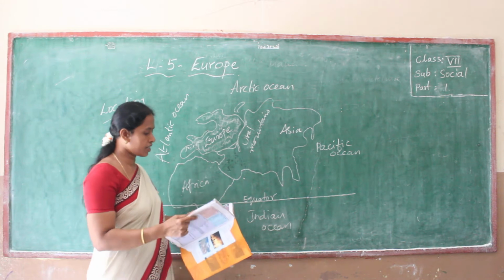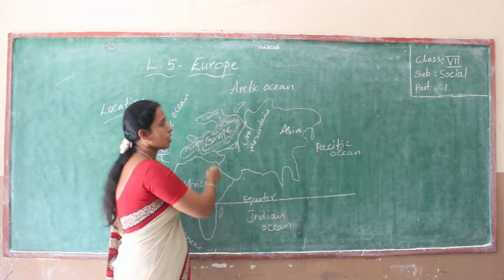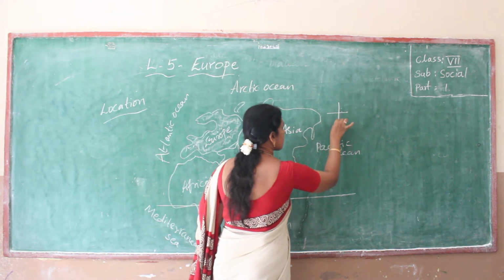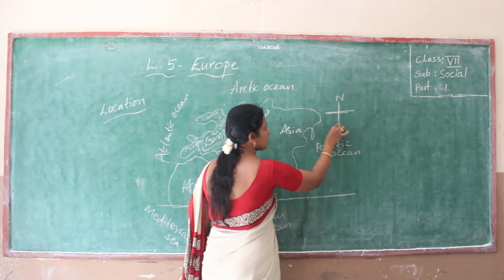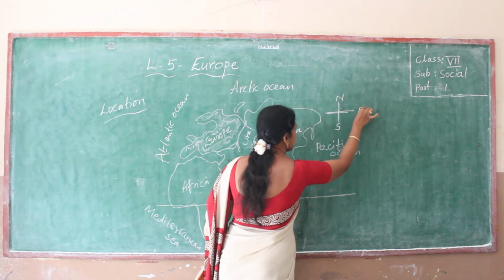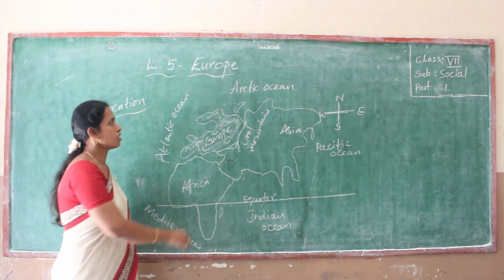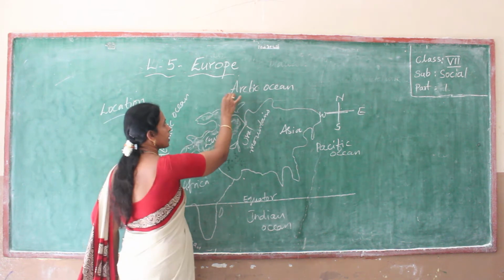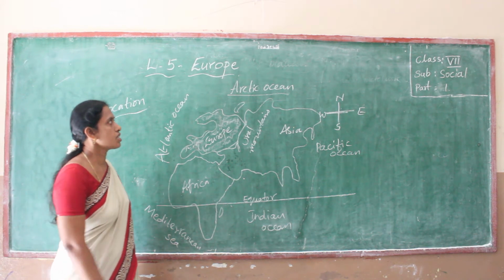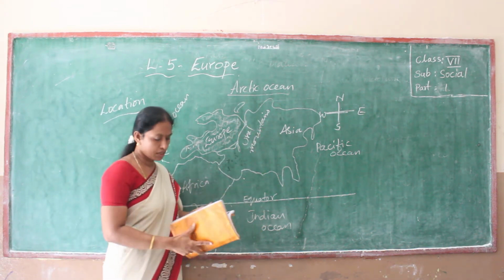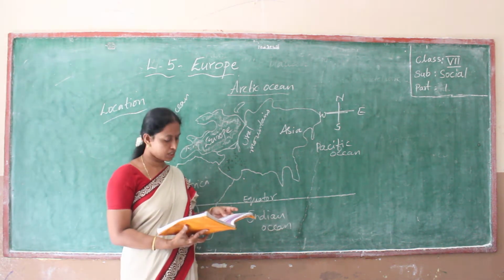There is an ocean to its north. What is the name of that ocean? Already I explained about the directions of a map. What is the top of the map direction? North. Bottom, south. Right side is east and left side west. So, what is the ocean on the north of Europe? Arctic Ocean. On the north side, Arctic Ocean is there. This is frozen. That means full of ice. For most of the year, this ocean is frozen.